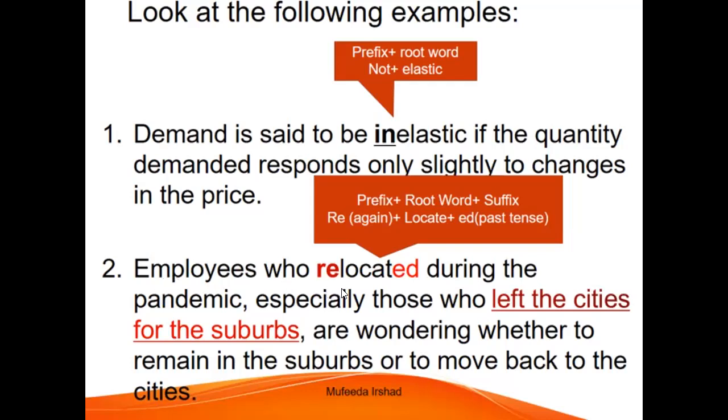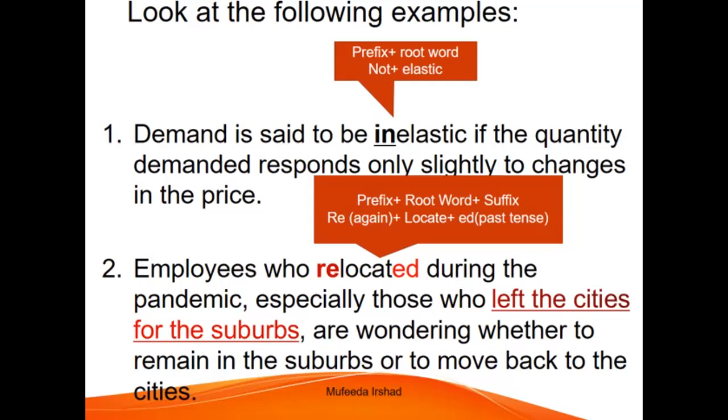In the second sentence, relocated is an example of a prefix and a suffix attached to the root word. In this example, the prefix attached to the root word is re, and the suffix attached to the root word is ed. Re means again, and ed is used to form the past tense. Thus, relocated in this sentence means move back to the suburbs.